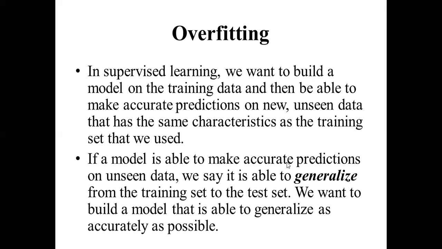In supervised learning, we want to build a model on training data and then be able to make accurate predictions on new data. Training data means my initial 100 samples, and new data means whatever new 50 samples I have taken, unseen data, which is not previously processed in my system, and has the same characteristics as the training set that we used.